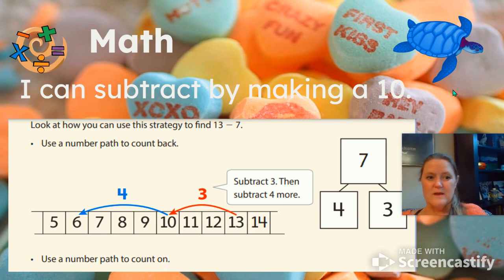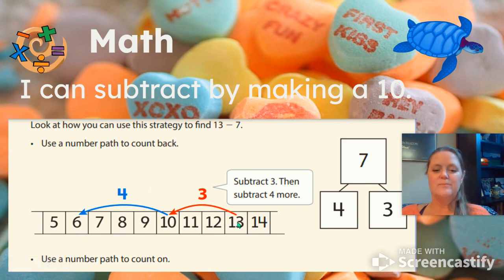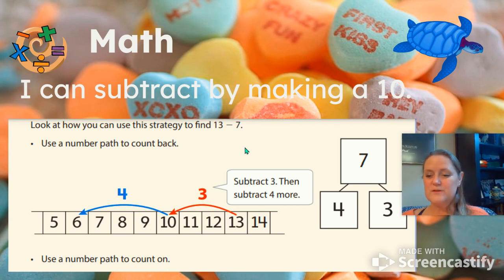So this strategy is if you're trying to find 13 minus 7, what you might do is use the number line. You would start with 13 and you're going to take away 7. But instead of taking away all 7 at one time, you would break that 7 up into a 3 and a 4. When you take away 3, it gets you to 10. And then it's a little easier to subtract: 10 minus 4 is 6. So it's just a way of doing mental math.